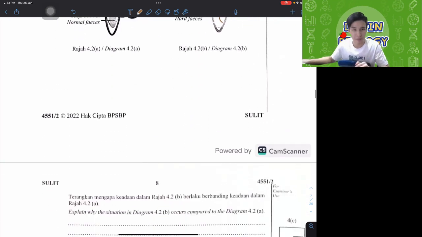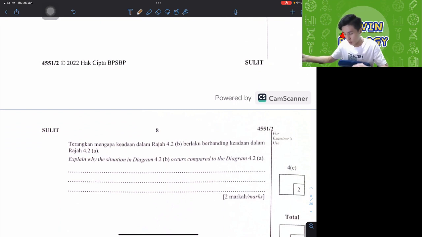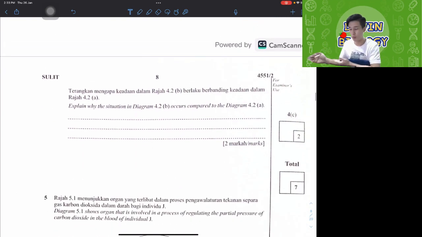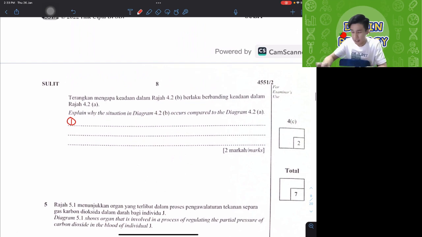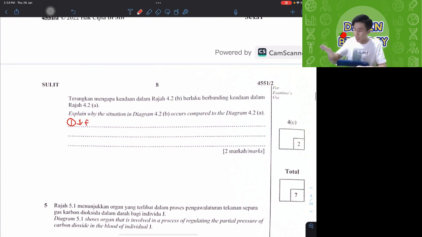Sembelit, constipation. Yes, so there are answers to explain why the person in 4.2b will have constipation. Basically I want you to explain what caused constipation. Now very simple. Mainly number one, we all know: if you don't eat what, you will have constipation? Lack of what? Fiber, vegetables, right? So you can see the person in 4.2b lacks fiber in the diet.